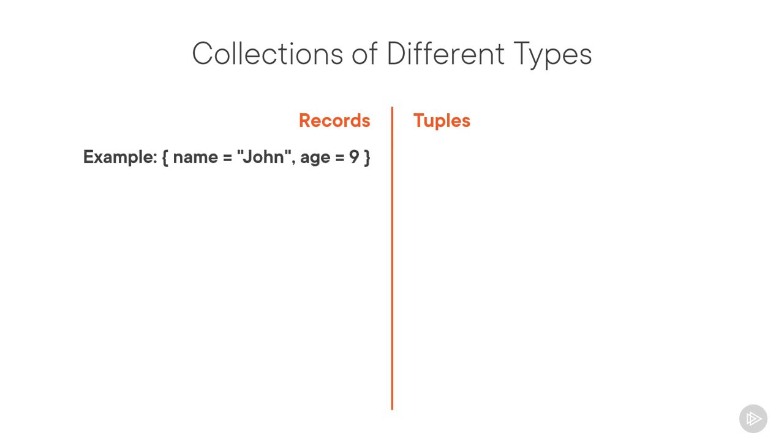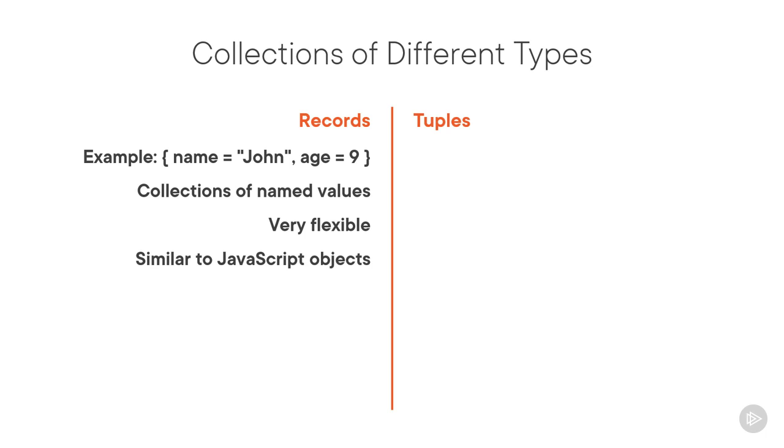Records use curly brackets as delimiters. Items in records are separated by commas, just like items in lists. Records are collections of named values or key value pairs. In the above example, the name field has the John string and the age field has the number 9. Since records accept different types of values, they are very flexible and widely used. Records are somewhat similar to JavaScript objects. However, records have no concept of inheritance.